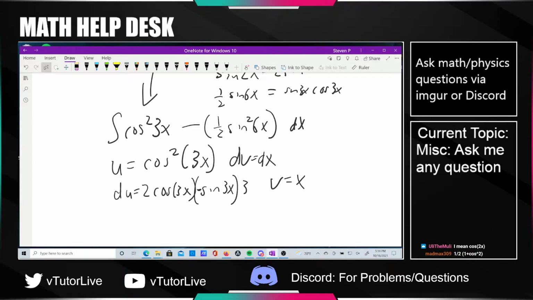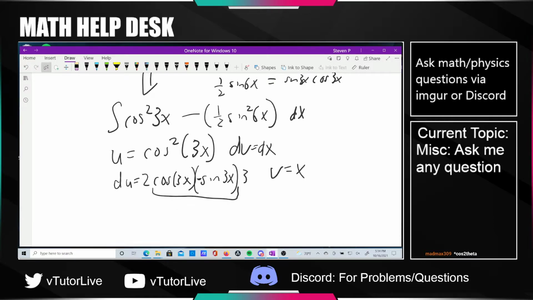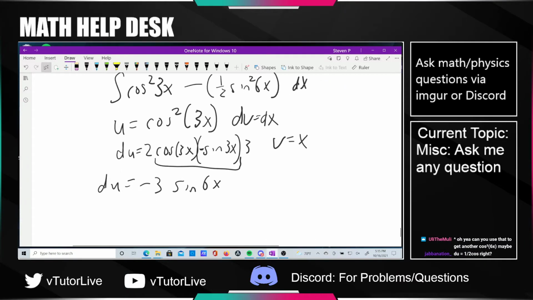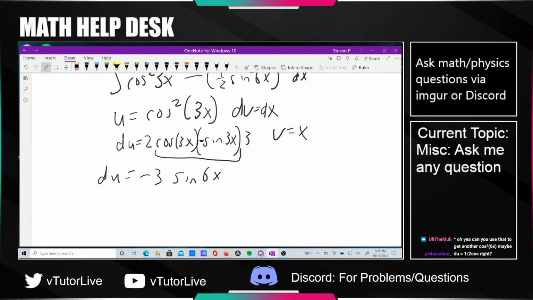Right? So then, hold on. Did I make an error here? Here it is. The trick here is that this is just a double angle formula again. So this turns into a -3 sine of 6x, right? This isn't so bad. This is just du is equal to -3 sine of 6x.